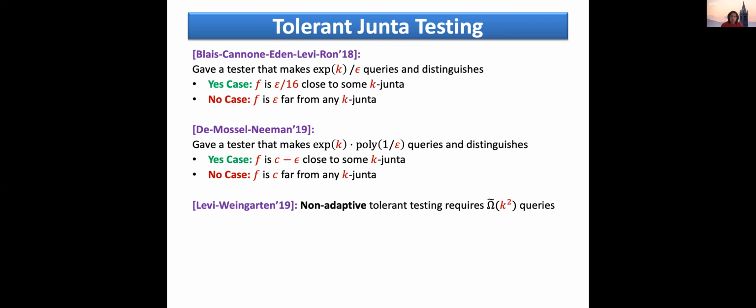In terms of lower bounds, Levi and Waingarten showed that any non-adaptive tolerant testing algorithm requires at least k-squared queries. So this is interesting because it shows that tolerant testing of k-juntas is strictly more difficult than the standard testing of k-juntas, which you can do in k log k queries, or more accurately, k to the 3 over 2 queries for non-adaptive algorithms.